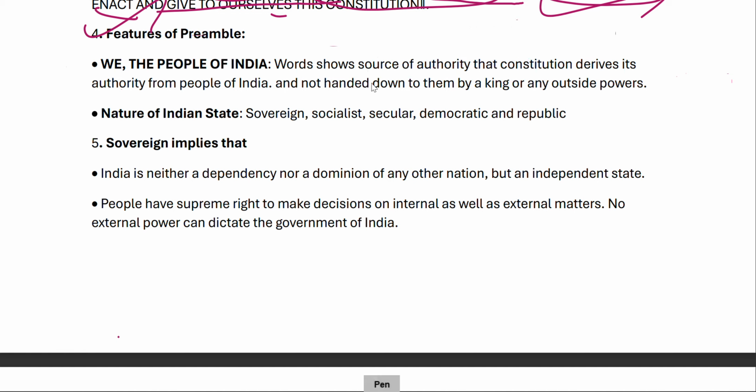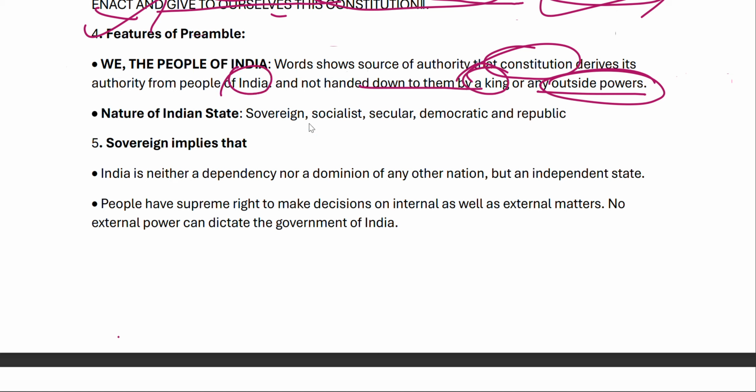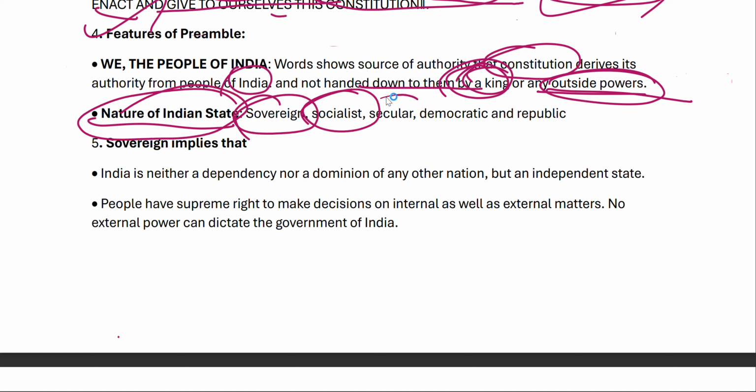And not handed down to them by a king or outside powers. The constitution derives its power from the people and not by a king or outside powers. The nature of the Indian state: it is sovereign, socialist, secular, and then we also have it as a democratic republic.